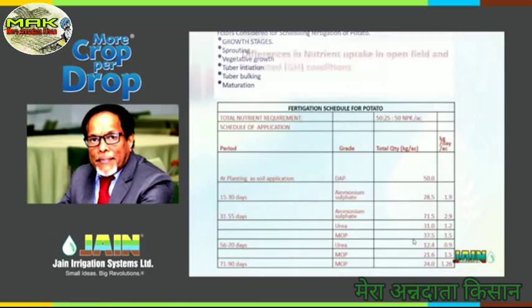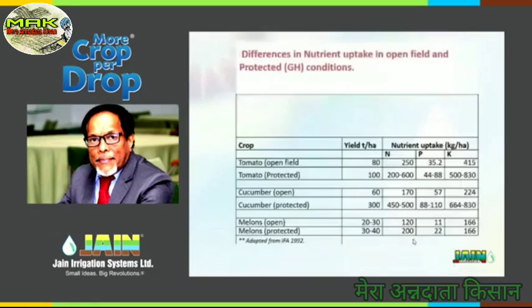And now there's one difference. When you grow a crop in the open, and when you grow a similar species of the crop, I won't say variety, inside a poly house or a greenhouse or a climate control system, you have a difference. Tomato in open field gives 80 tons per hectare, but you are producing 100 to 200 tons in protected cultivation. So your uptake rate also changes.